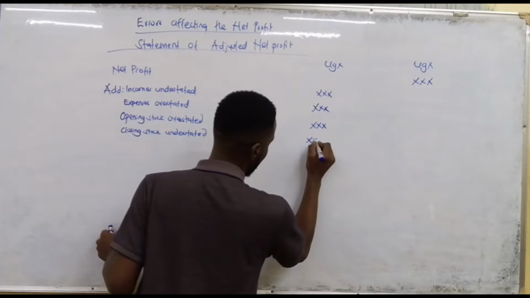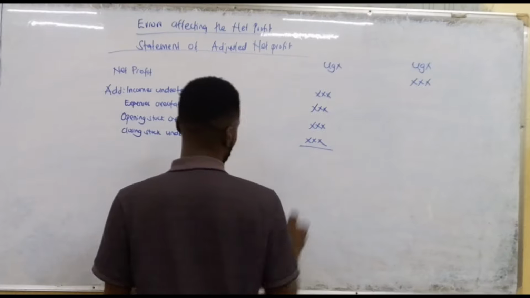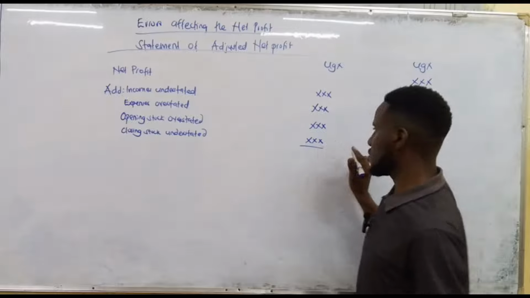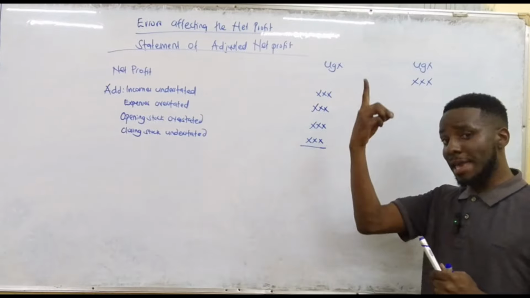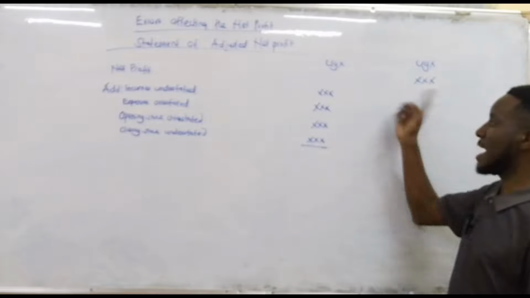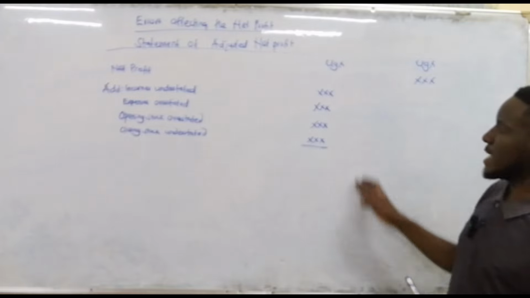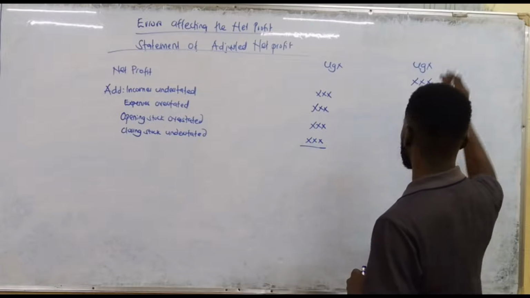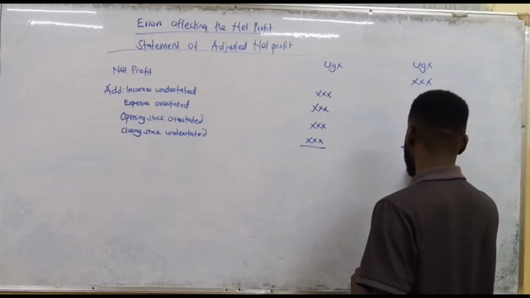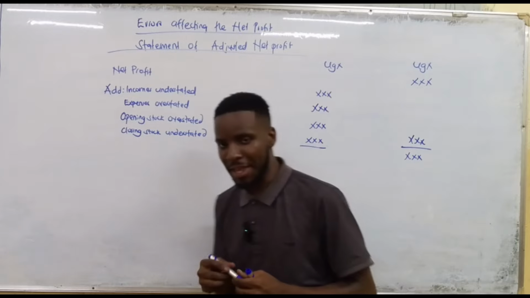You come and put the value here. Now, still, if your closing stock is understated, it means your cost of sales is going to be high. So that means it's reducing our net profit. So you add up all this and you bring it here like this. So you add the net profit plus this, you get your figure here.